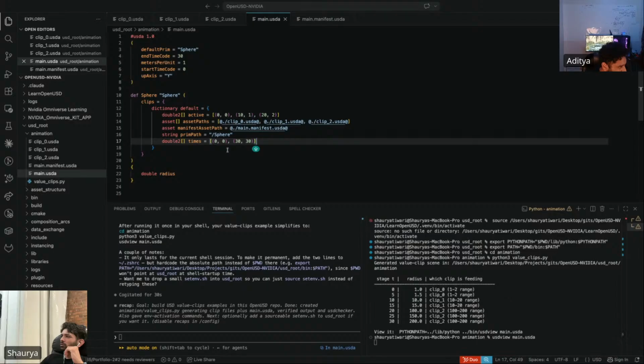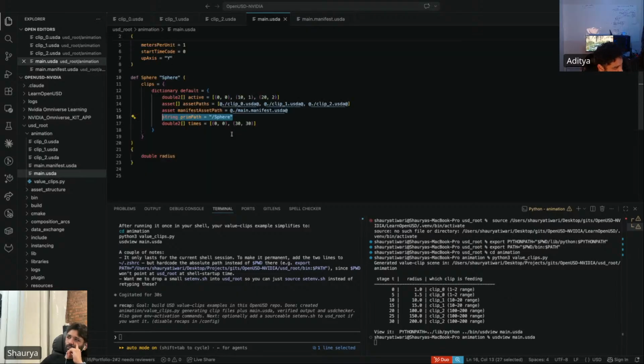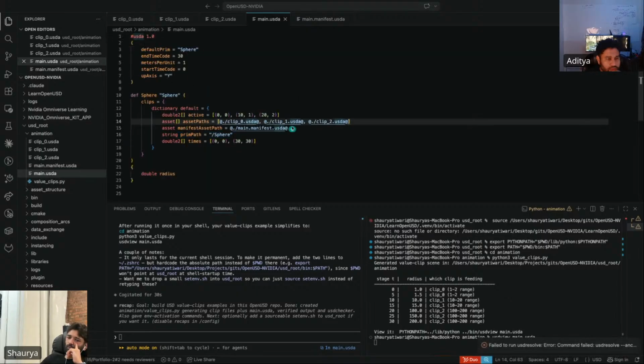0 to 0, 30, comma 30. Prim path. So this is the prim path over here. Here it is defining the asset on which this animation needs to be applied. I see.